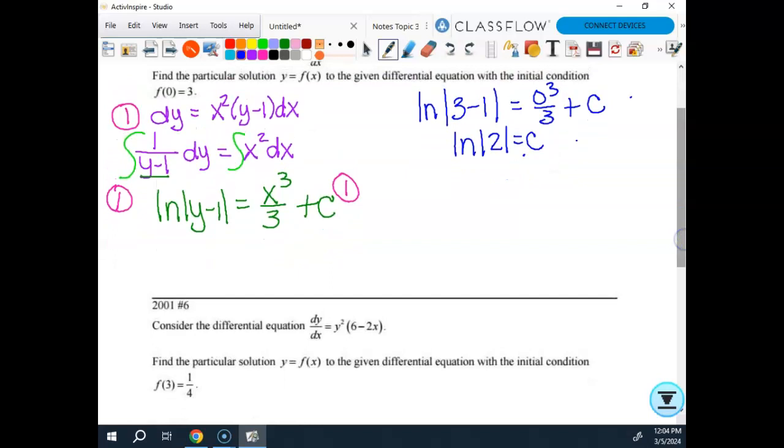Okay, so now I have found C. I used my initial condition. That's another point. All right? And moving forward, I'm just going to use the natural log of 2 because the absolute value of 2 is just 2, right? So then when I substitute this in, back over here, I'm going to get the natural log of the absolute value of y minus 1 equals x cubed over 3 plus, not plus C, because we just found that, natural log of 2. I do that almost every time and have to erase it almost every single time.